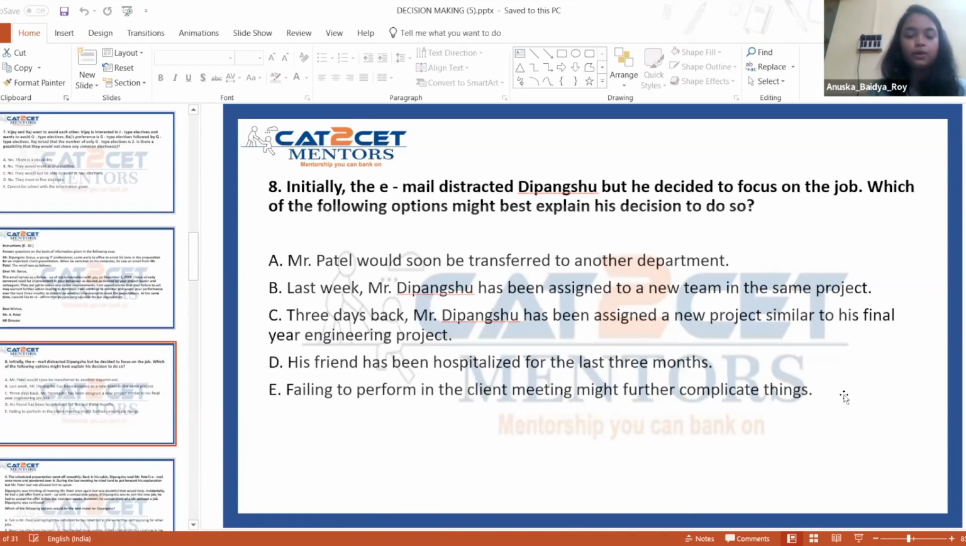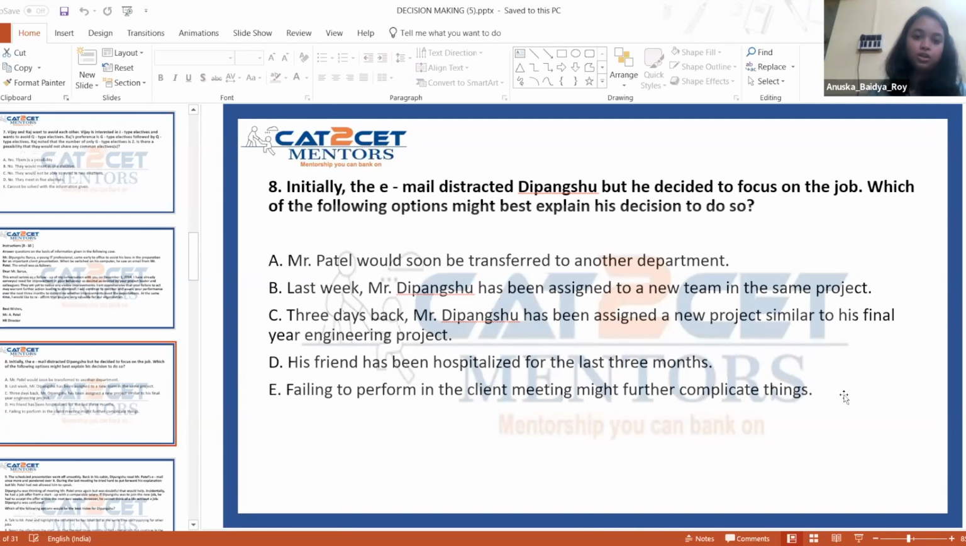So we move on to the 8th question, which says, initially the email distracted Dipanshu, but he decided to focus on the job. Okay. So he was disturbed by the email, but he decided to focus on the job. Another question, which of the following options might best explain his decision to do so? Okay. We have to find which option explains this decision of Mr. Barua to focus on the job instead of thinking about that email. Okay. So we start again with the process of elimination.